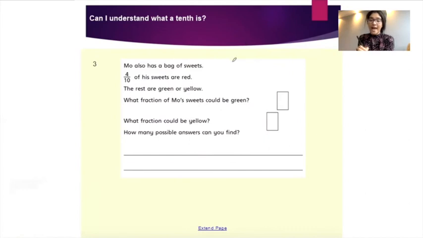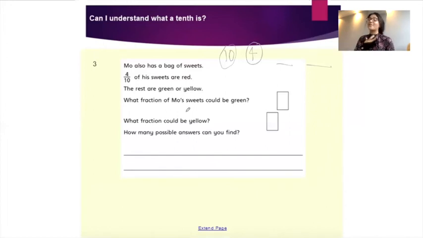If he has, let's say, 10 sweets in total, doesn't he? 4 of them are red. So how many can be green? How many can be yellow? There are 2 answers to give here. Have a go. If I was to answer this question, there is more than one answer.